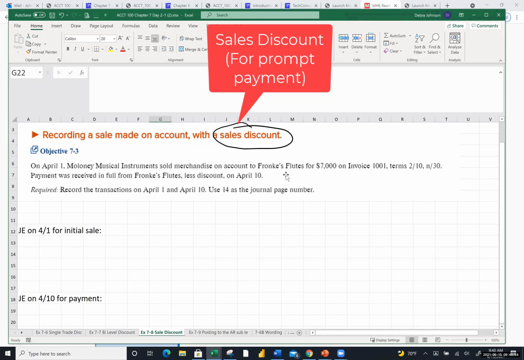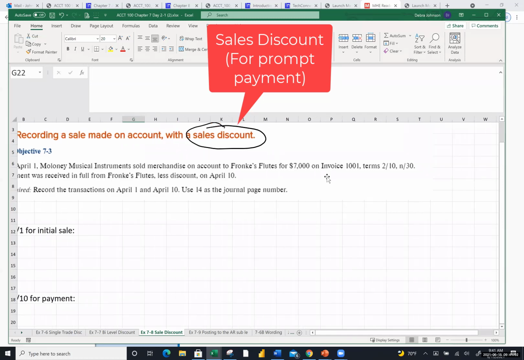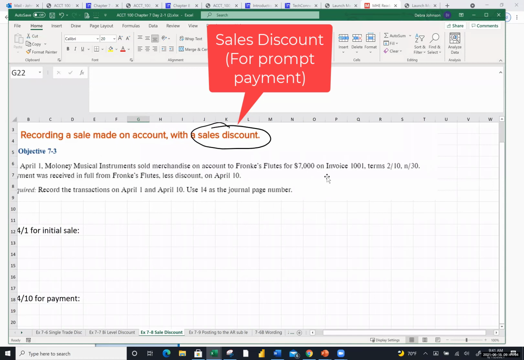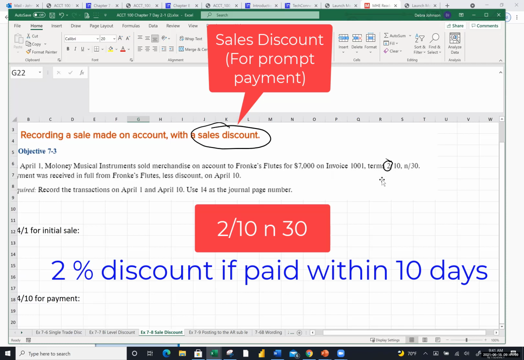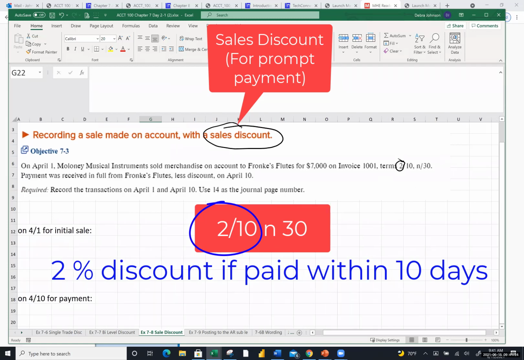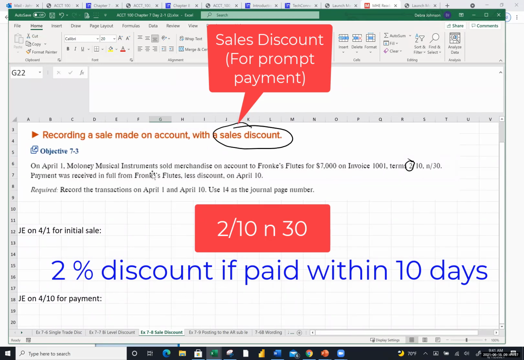So it says on April 1st, Maloney Musical Instruments sold merchandise on account to Franke's Flutes for $7,000. Here's what we want to look at. Here's what this one deals with. Terms of 2/10, net 30. Okay, that means if Franke can pay this off within 10 days, he's offering a 2% discount. Otherwise, if he can't, the whole thing's due in 30 days. And then it says payment was received in full from Franke's Flutes on April 10th.